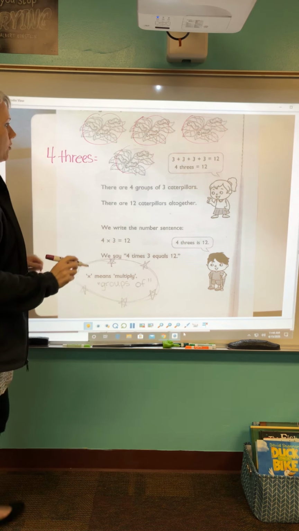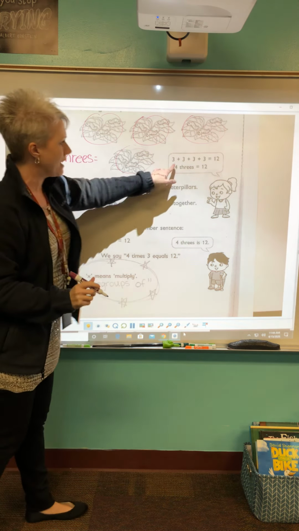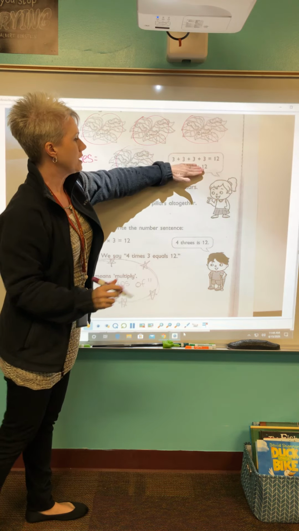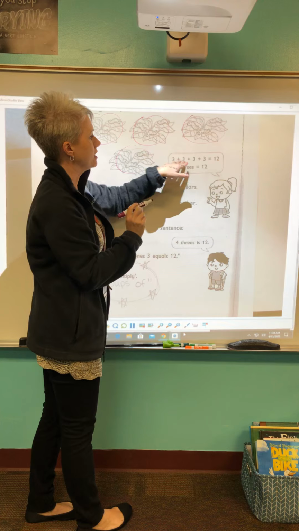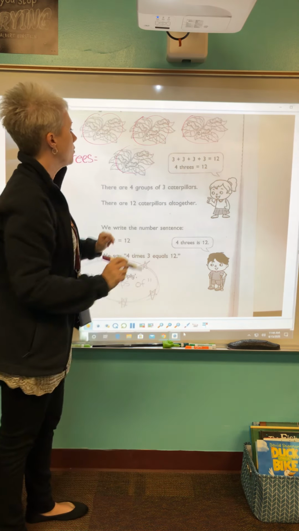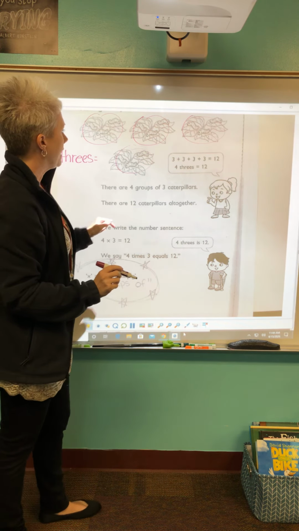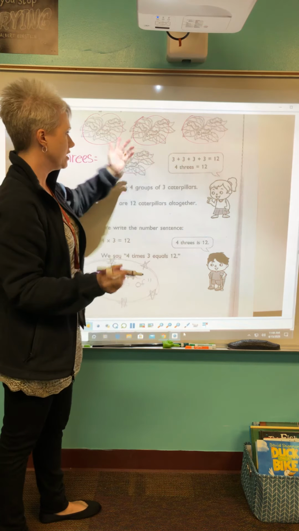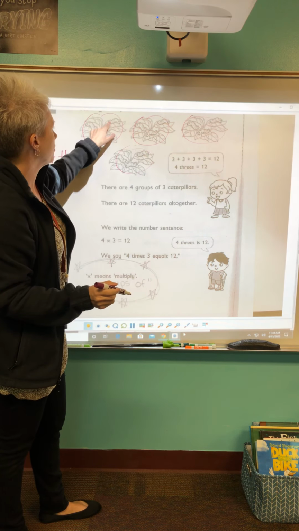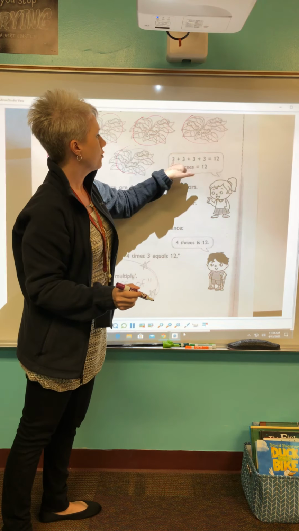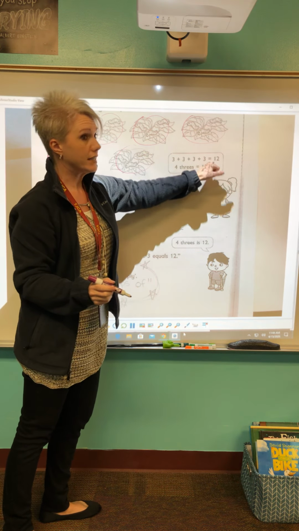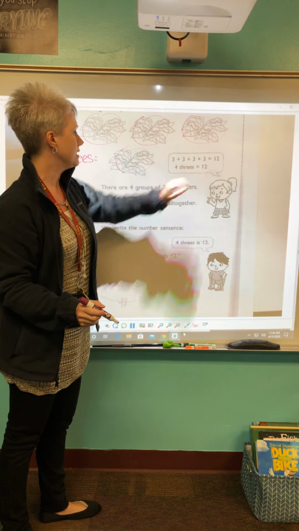Which we know is the same thing as adding 3 4 times. I have 1, 2, 3, 4 threes. So we just add them all up. When we do that, we get 12. Okay, let's just add them up together. 1, 2, 3, 4, 5, 6, 7, 8, 9, 10, 11, 12. 3 plus 3 plus 3 plus 3 equals 12. So 4 threes is 12.